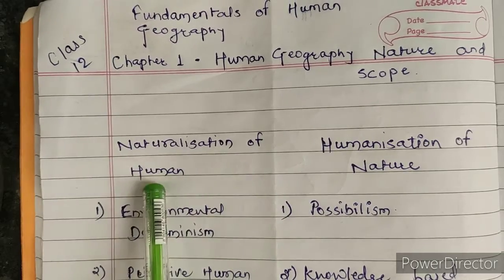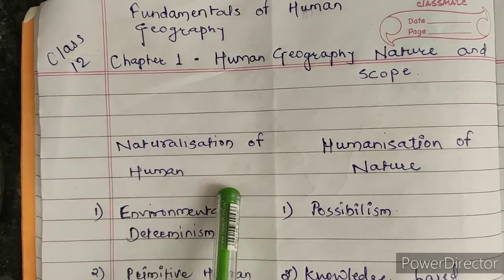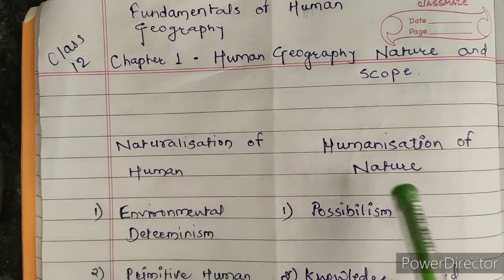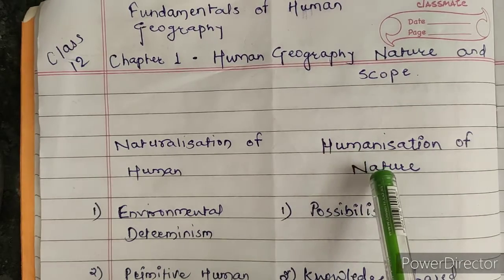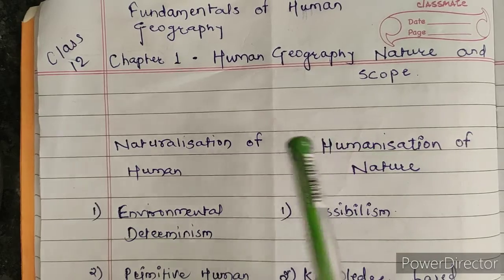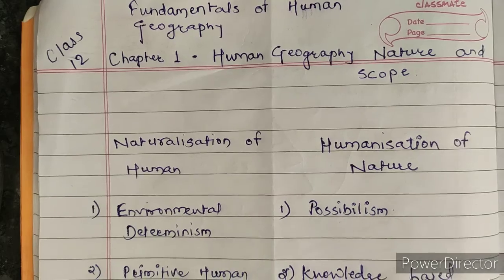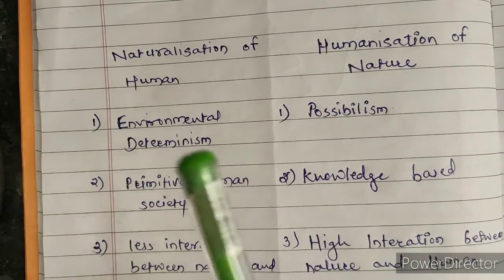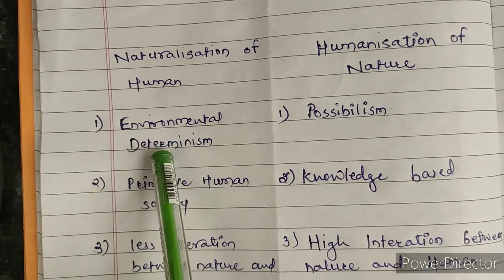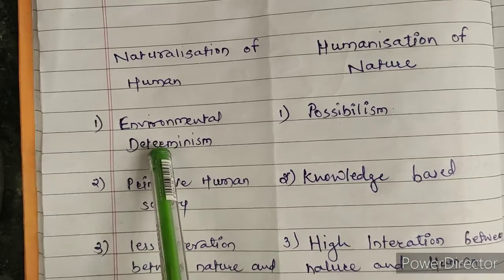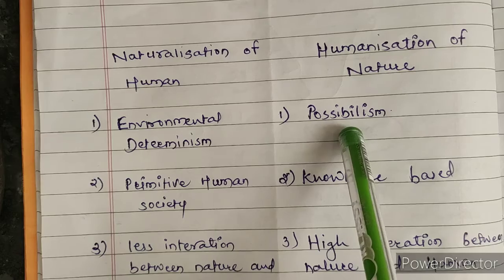What was in naturalization of human? In naturalization of human, we have studied that nature is strong and human beings are dependent on nature. And in humanization of nature, humans are strong and we modified nature according to our needs. So this was the stage of necessity and this was the stage of freedom that we have studied. It was also known as environmental determinism, where environmental rules, regulations and laws were very strong, and this concept, humanization of nature, is called possibilism.